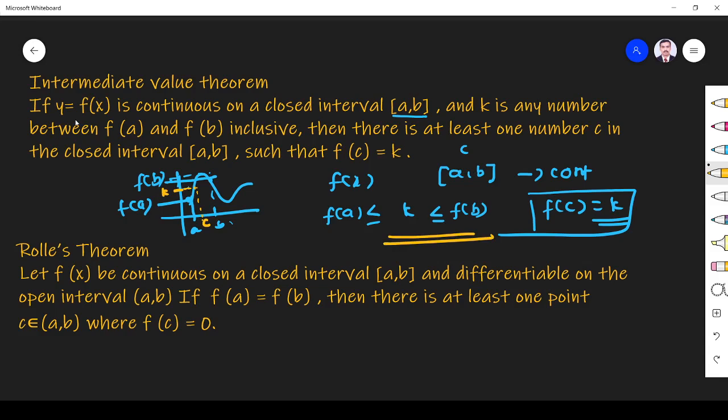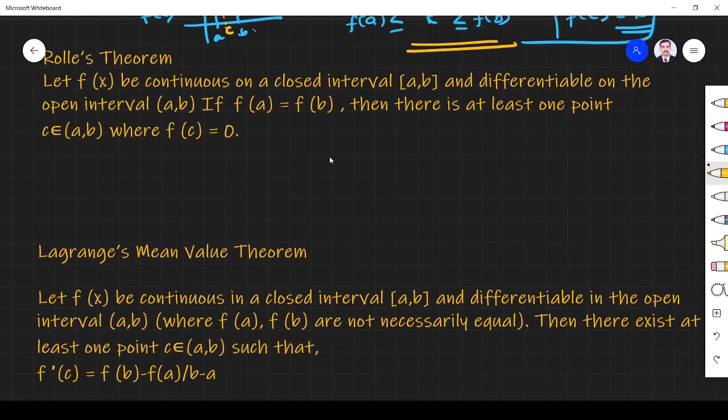This is the intermediate value theorem. We know this value lies between a and b on the x-axis, and f of b and f of a are on the y-axis. If there is a value k between f of a and f of b, then correspondingly there must be some value between a and b. That is the intermediate value theorem.